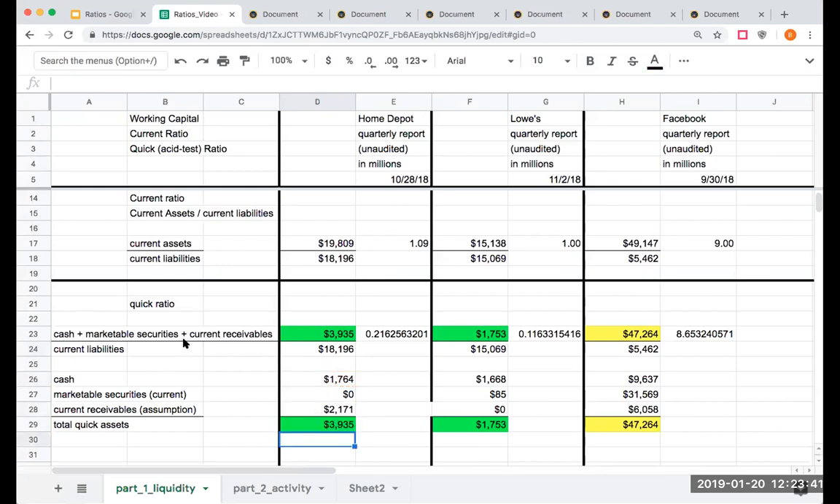When I'm looking here at current receivables, I'm just going to assume that the receivables here for Home Depot are current. So when I look at the quick ratio, this shows me that, well, wait a second, it went from 1 down to 0.21. So what is this huge difference?